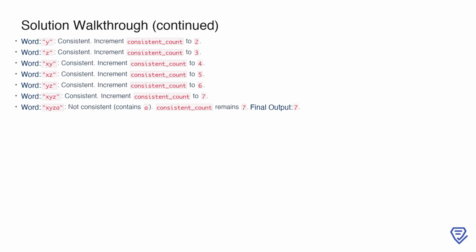Finally, XYZA includes the character A, which is not in the set, so it's not consistent. The final output for this example is 7.